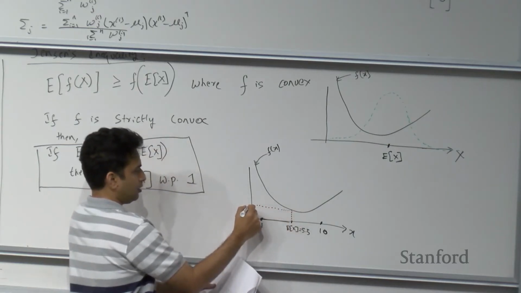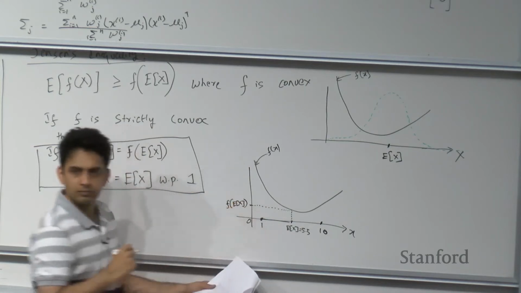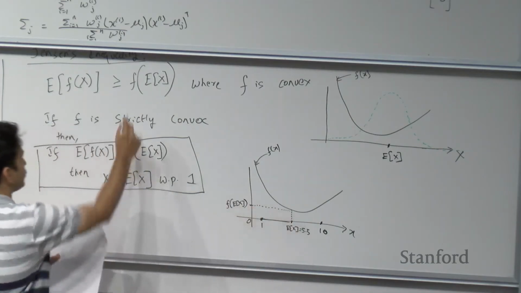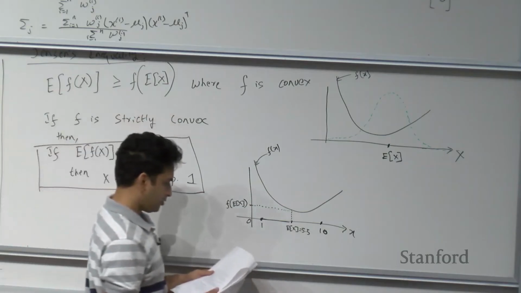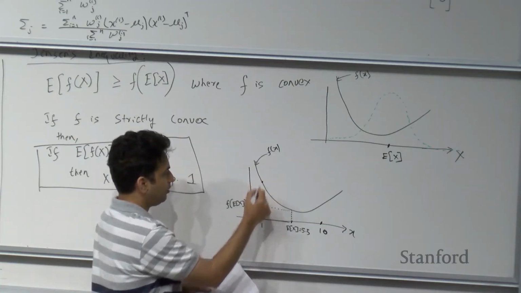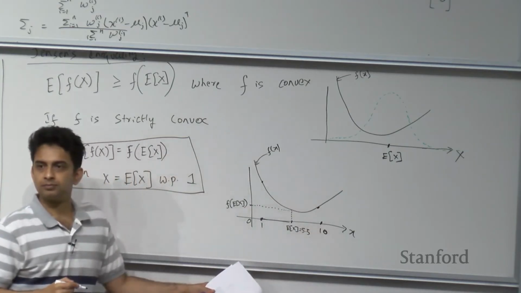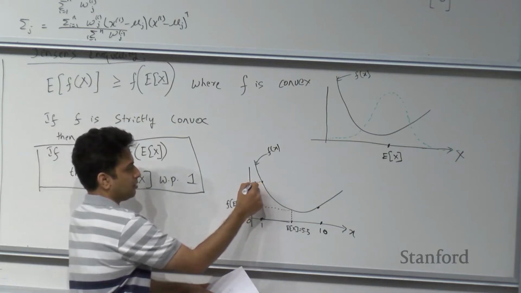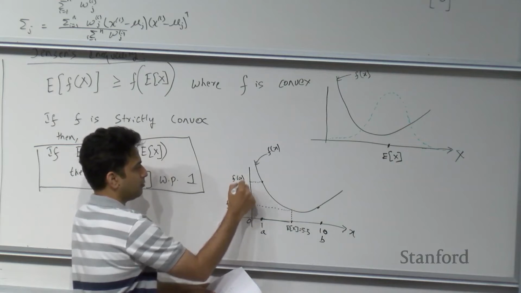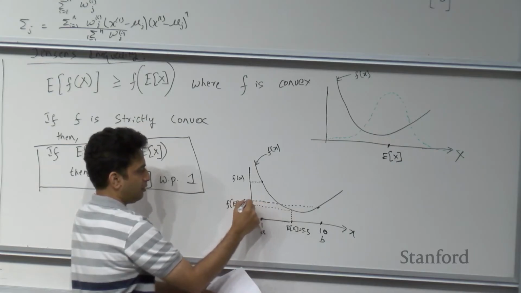And this over here is f of expectation of x. Does that make sense? This is the expectation of x. You evaluate f at expectation of x, and you get f of expectation of x. That's the right hand side. Now, similarly, with probability half, f of x takes this value, and with probability half, f of x takes this value. Let's call these a and b. So this is f of a, and this is f of b.